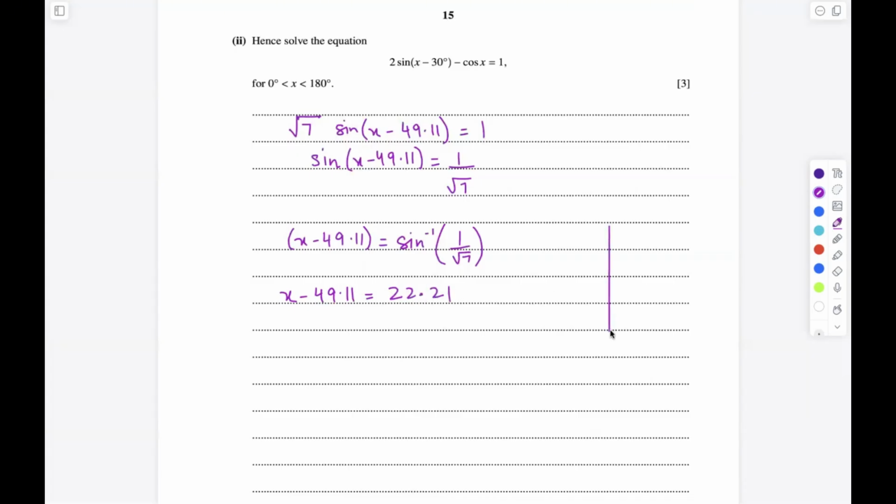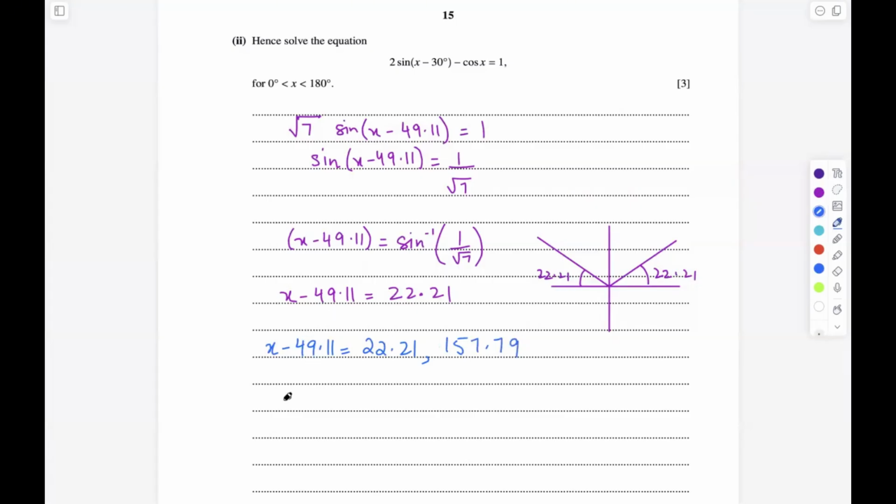So x minus 49.11 equals the basic angle, 22.21. Now we know that sine is positive in the first and the second quadrant. So we'll have to place the basic angle 22.21 in the first and the second quadrant. So we'll get two values of x in this case. Let's change the color over here, let's use the blue color. So x minus 49.11 will be equal to 22.21, and 180 minus 22.21, which will become 157.79.